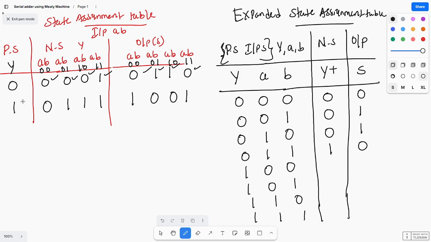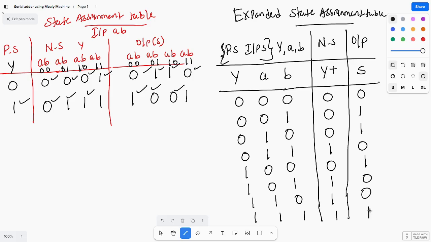Next 1, 0, 0. Present state and input 1, 0, 0. Next state is 0, and output is 1. And next 1, 0, 1. What is the next state? 1. Output is 0. Okay, and 1, 1, 0. So that means the next state is 1, and output is 0. Okay, and next 1, 1, 1. So next state is 1, output is also 1.